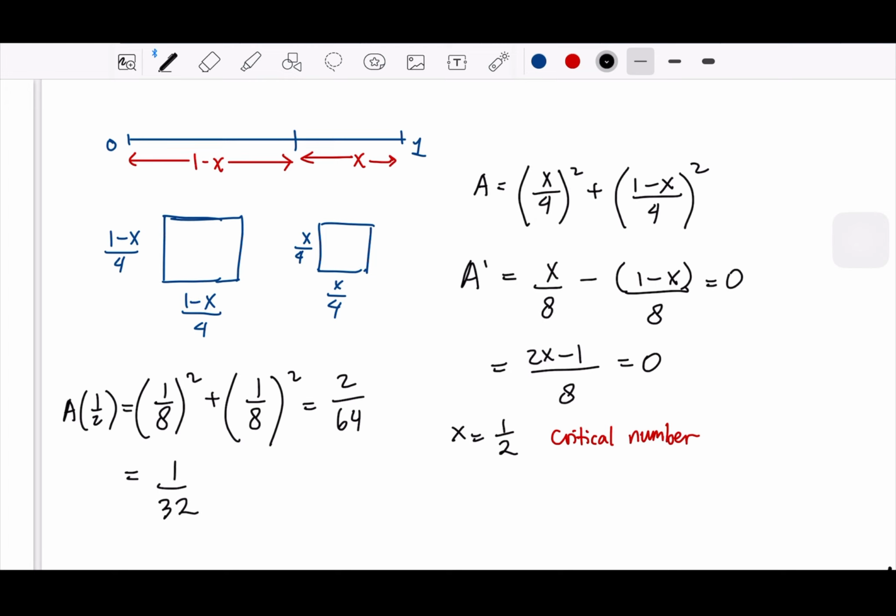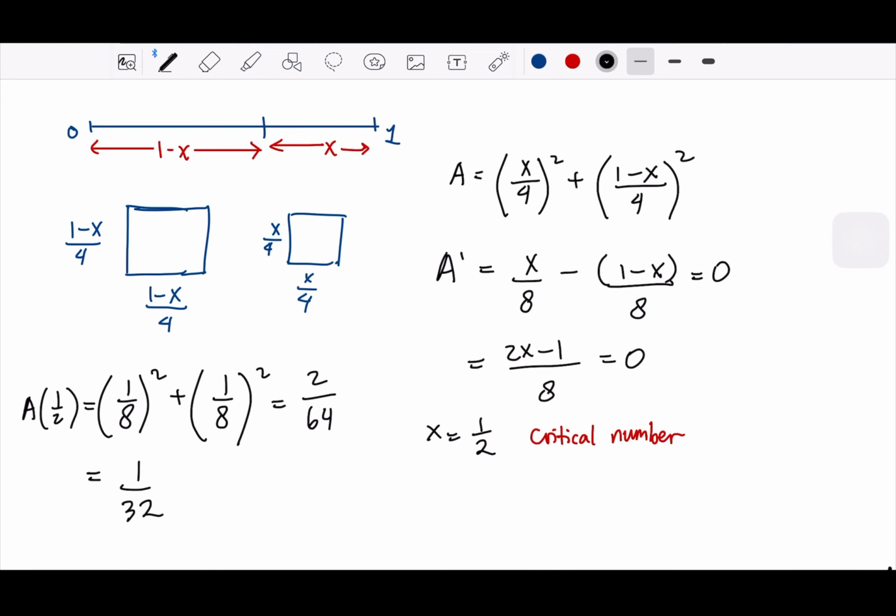But the question is, is this the largest area? Is this the maximum area? It should be the minimum. So this has a problem with the question, which should be asking for the minimum. If you have the textbook, all the questions in the textbook are correct. This is a wrong question.